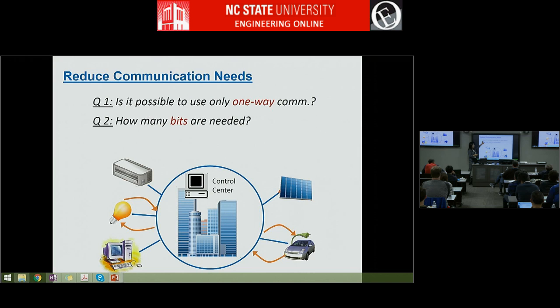If we can do one-way communication, the next question is how many bits are needed. If I'm using radio to broadcast information, how much information do I need? If I use a power line, can I use just a few bits to coordinate the whole system? That's the question in my mind.